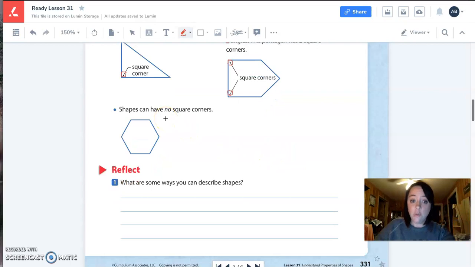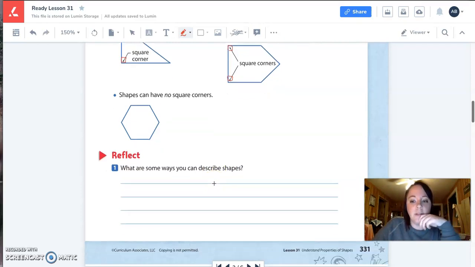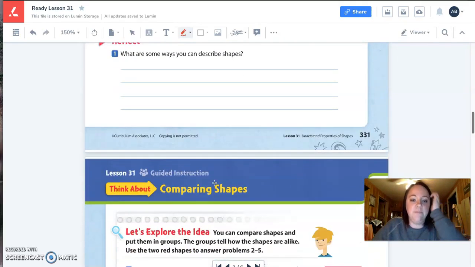Shapes can have no square corners. These don't really form a square, do they? No, they don't. Okay, so we're going to reflect on what are some ways you can describe shapes. You can describe shapes by the number of sides that they have, the number of angles that they have, and you can also describe by their lengths, widths, or just their square corners, okay? So those are different ways you can describe shapes.